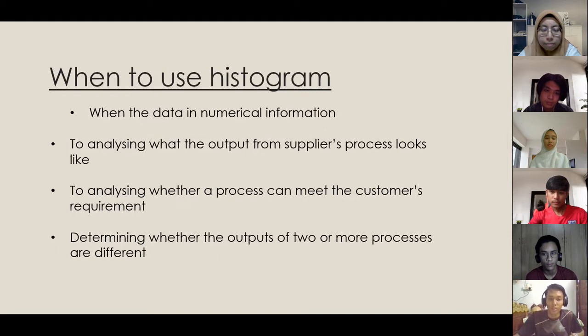Okay, when to use histogram? When the data is numerical information. Next, to analyze what the output from a supplier process looks like. Next, to analyze whether a process can meet the customer requirement. Next, determining whether the output of two or more processes are different.